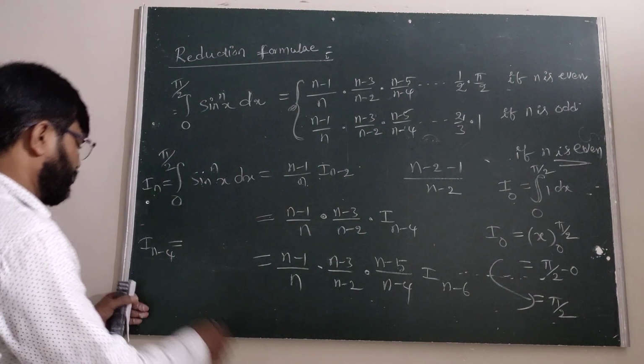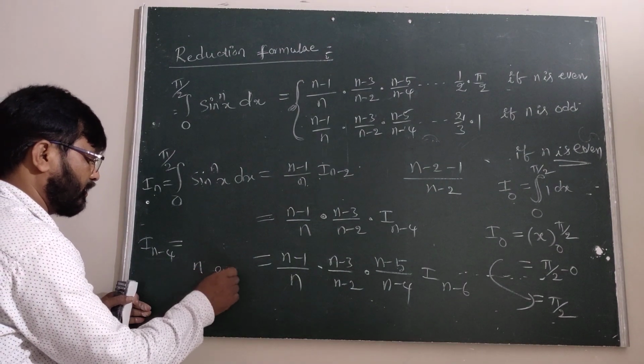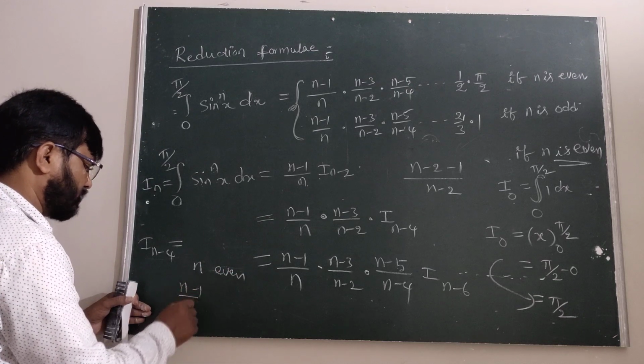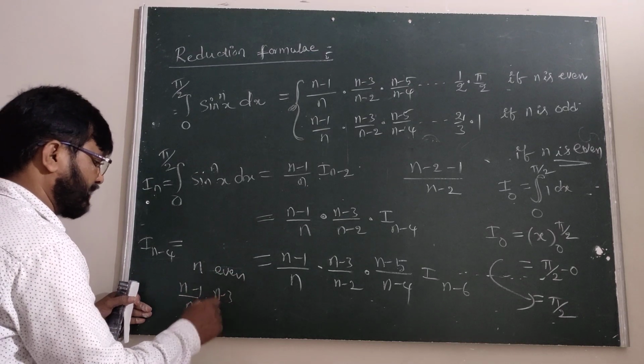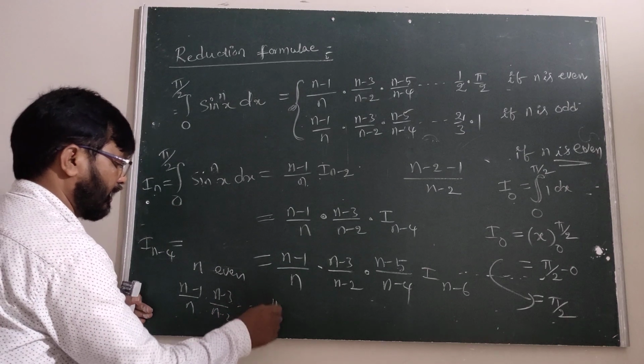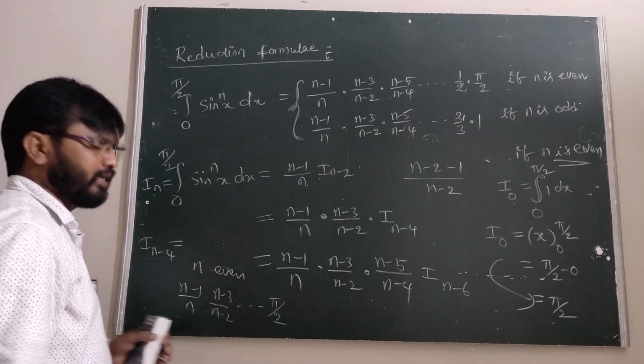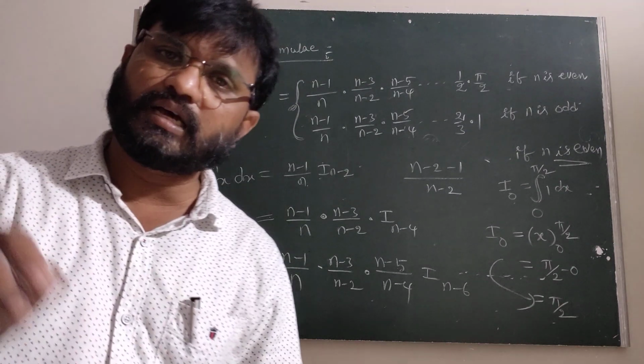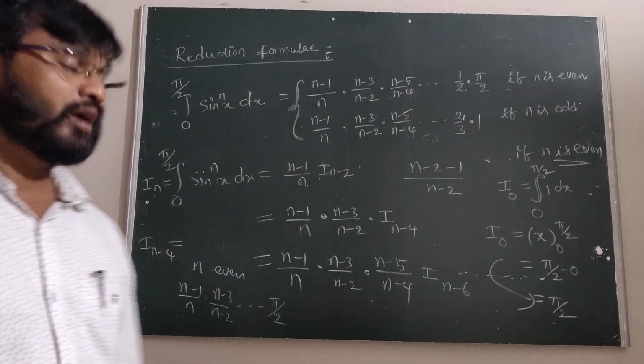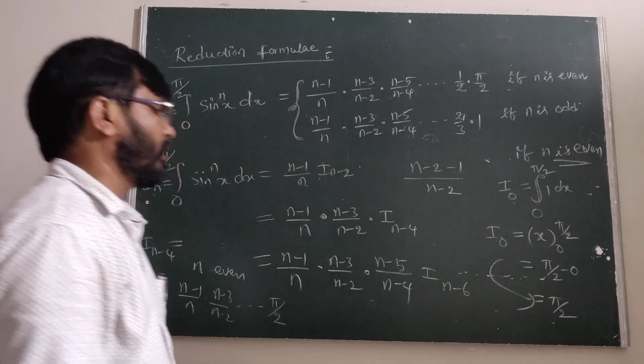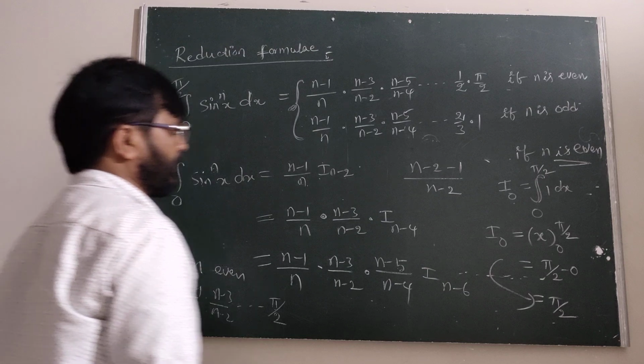Therefore, when n is even, we can write (n minus 1)/n times (n minus 3)/(n minus 2) and so on, times pi by 2. That is for n even. Suppose n is odd. How do we write it when n is odd? Therefore, we can write it as follows for n odd.